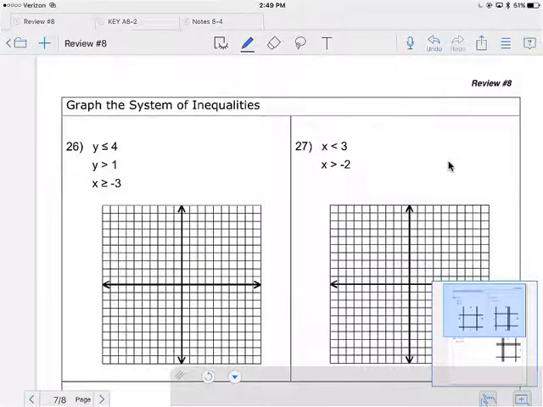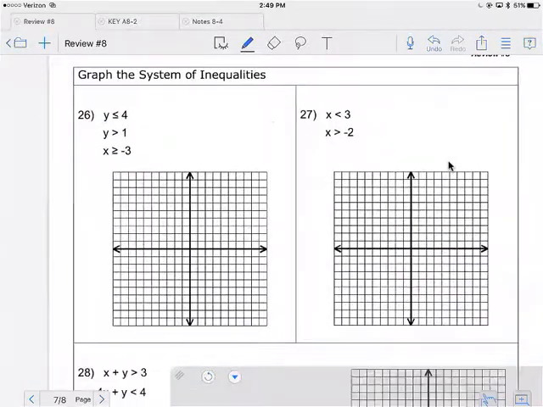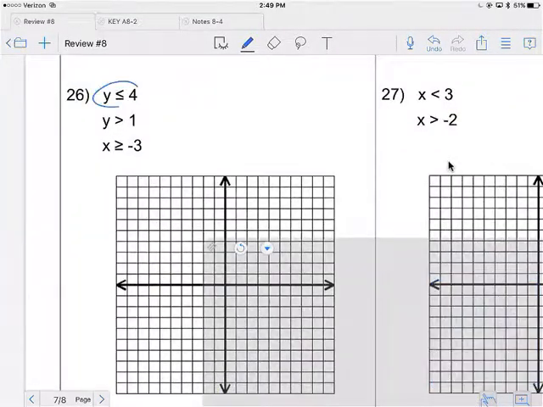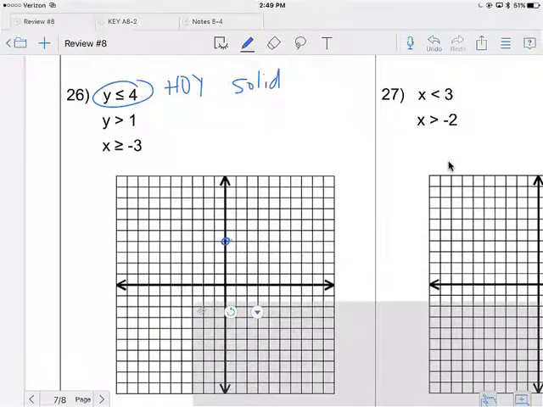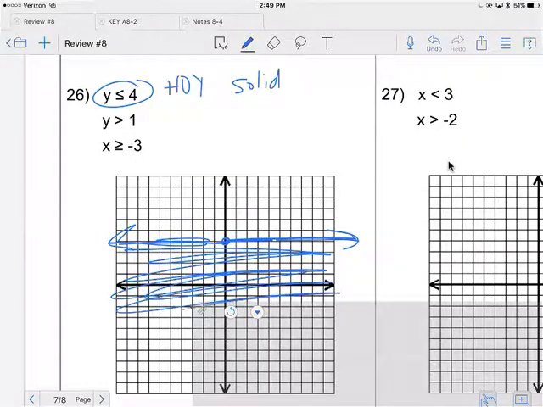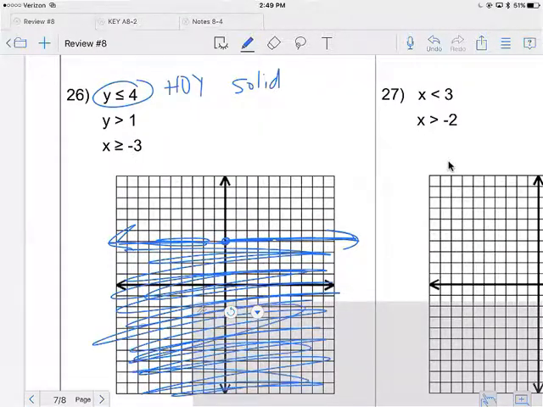Just a couple more problems here. 26, we have 3 inequalities that we need to graph. This is a special case. It's a horizontal line, and it's going to be solid. So I go up to 4. I draw a solid horizontal line. Y is less than 4. Less than 4 means lower than 4, so I shade underneath.